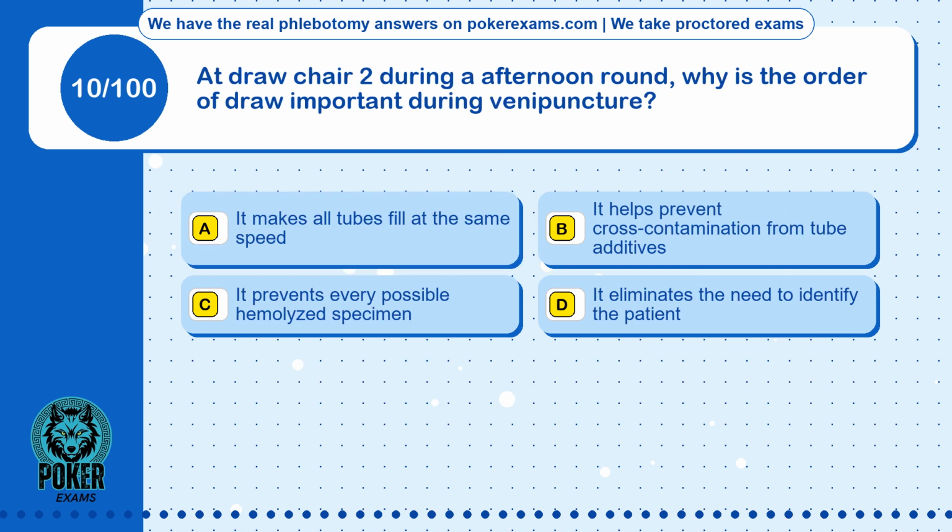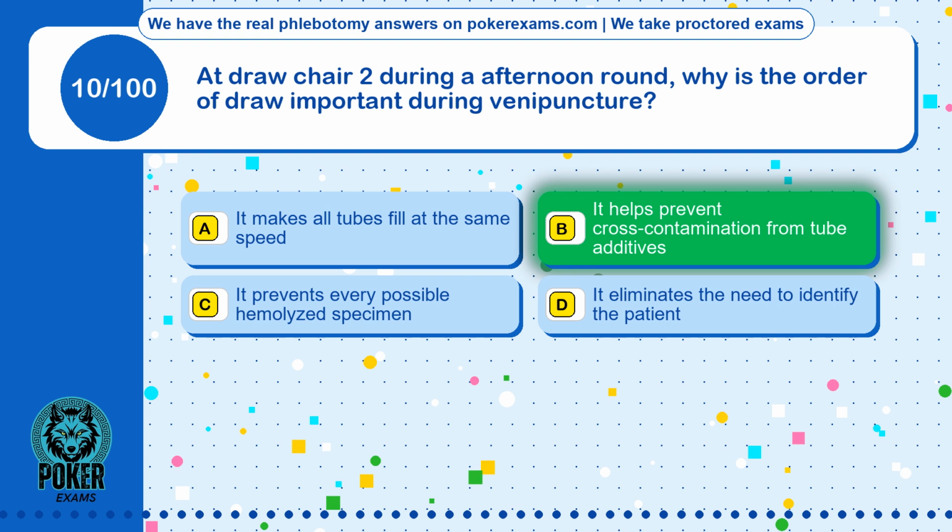Question 10. At draw chair 2 during an afternoon round, why is the order of draw important during venipuncture? Option A. It makes all tubes fill at the same speed. Option B. It helps prevent cross-contamination from tube additives. Option C. It prevents every possible hemolyzed specimen. Option D. It eliminates the need to identify the patient.